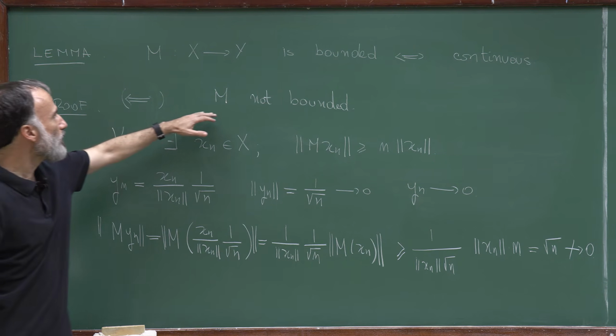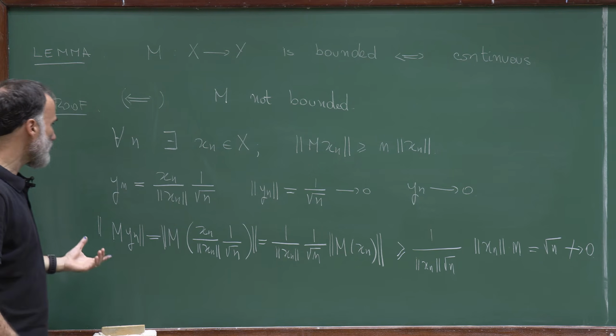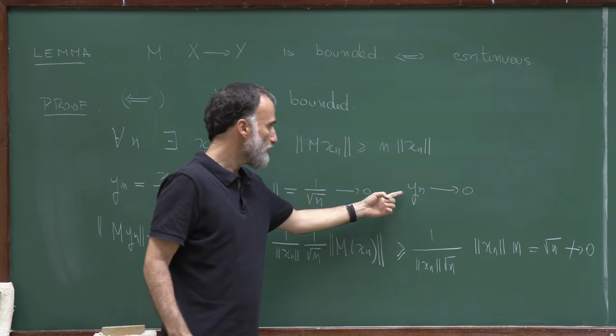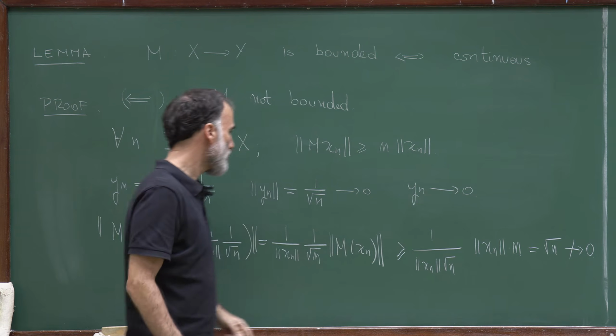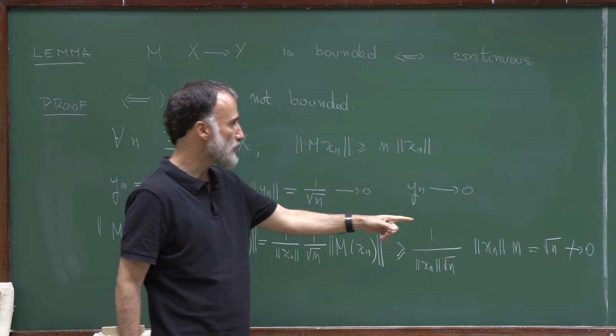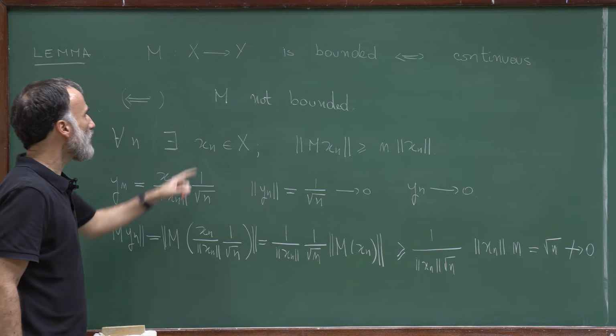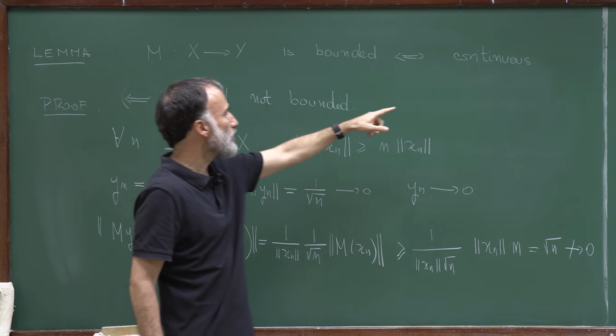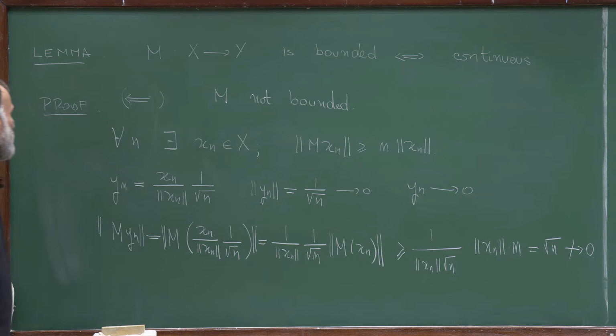Which means that if M is not bounded, we can find a sequence yn which converge to 0, but whose image M of yn does not converge to 0. So if M is not bounded, M is not continuous, and that completes the proof of this lemma.